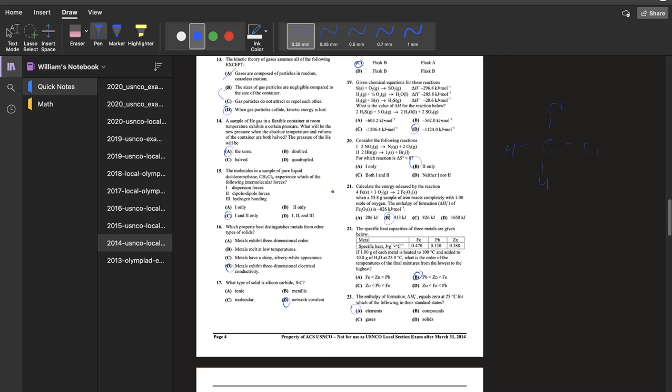So that would make the compound polar, and the reason it's not hydrogen bonding is because you don't see a hydrogen bonded to an N, an O, or an F.